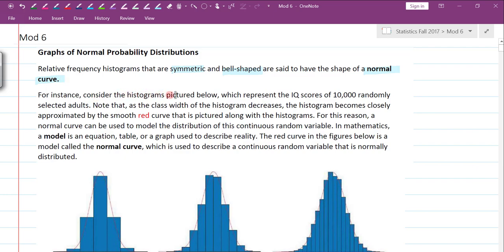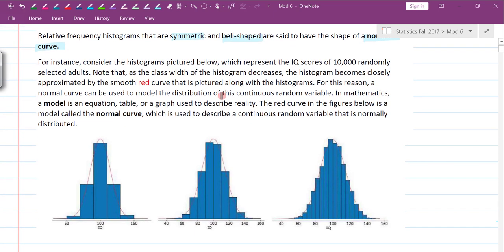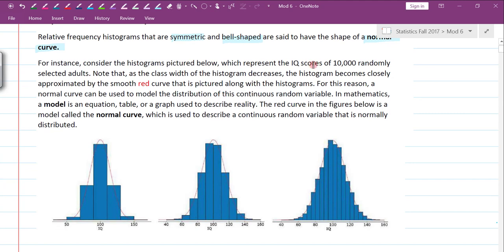For instance, consider the histogram pictured below. Let me scroll up just a little bit so you can see those clearly, which represent the IQ scores of 10,000 randomly selected adults. Note that as the class width of the histogram decreases, the histogram becomes closely approximated to the smooth red curve that is pictured along the histogram. So you can see each of these has a red curve. You can see it on each of these right through here. For this reason, the normal curve can be used to model the distribution of continuous random variables.